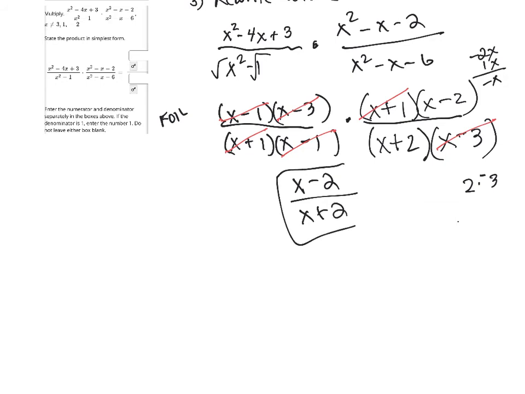Now, how they want you to write this is weird. I think this is the one where they have you put the numerator up here. So you're going to put x minus 2 up here and x plus 2 down here. I think they have you put it in two different spots for some reason. Yeah, they have you enter it separately.